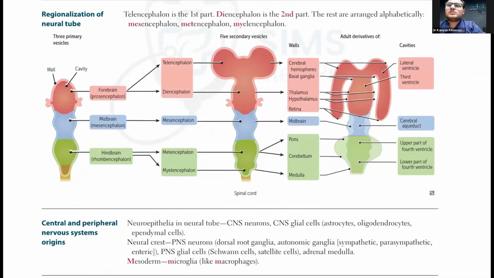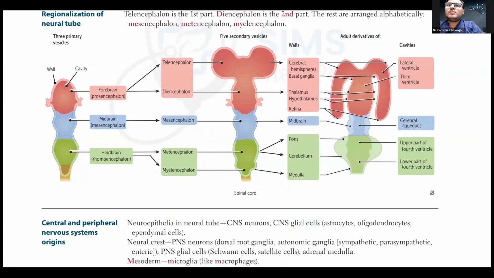Now we will discuss a few important concepts about the development of our central nervous system. Development of the central nervous system is via the three primary vesicles. The first is the forebrain, which is prosencephalon. Next is the midbrain, which is mesencephalon. And the third is the hindbrain, which is rhombencephalon. So forebrain, prosencephalon; midbrain, mesencephalon; hindbrain, rhombencephalon.